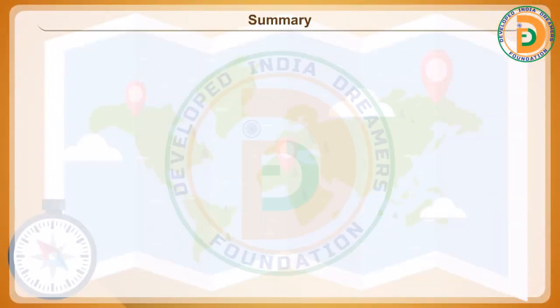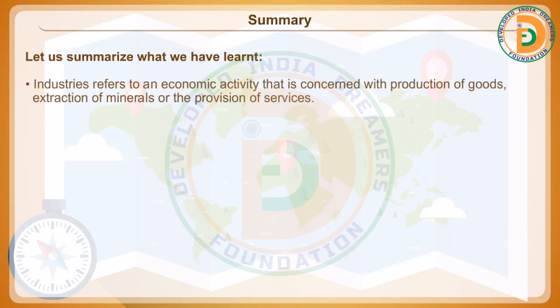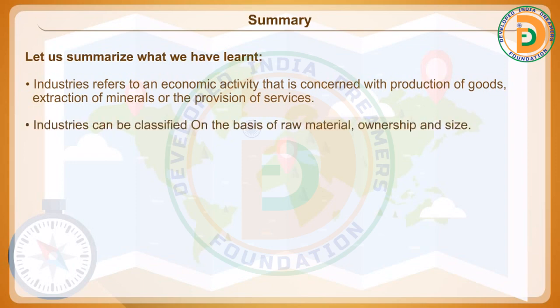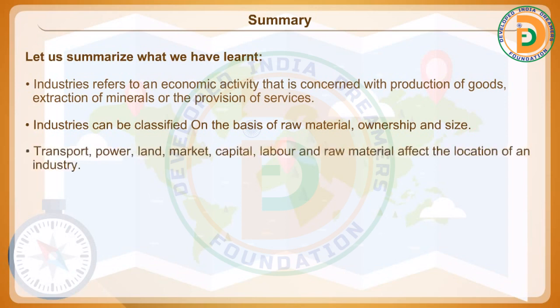Summary. Let us summarize what we have learned. Industries refers to an economic activity that is concerned with production of goods, extraction of minerals, or the provision of services. Industries can be classified on the basis of raw material, ownership, and size. Transport, power, land, market, capital, labor, and raw material affect the location of an industry.